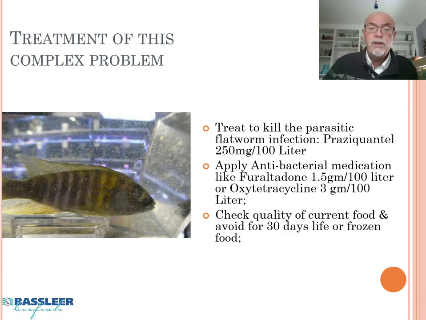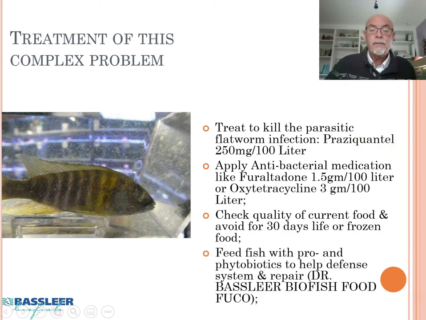Meanwhile, try to kill the parasitic flatworm on the skin, because that's also hurting the fish and causing lesions. You can use praziquantel at 250 mg per 100 liters. And try to help your fish by feeding it pro- and phytobiotics to help their defense system and for repair. In this case, I would recommend the Dr. Bassleer Biofish Food Fuco. So this complex problem, which we found on the Aulonocara, might give you some idea what you can do about it.